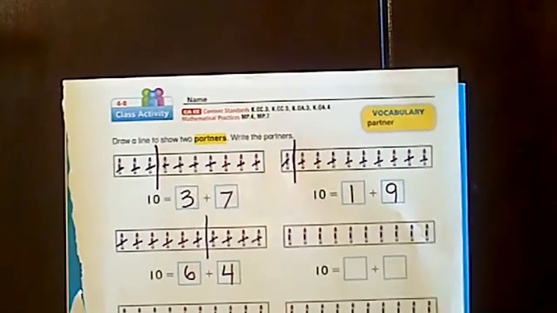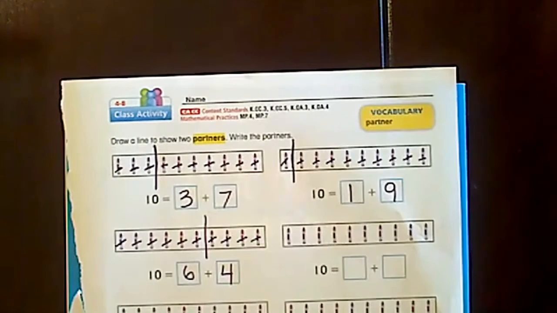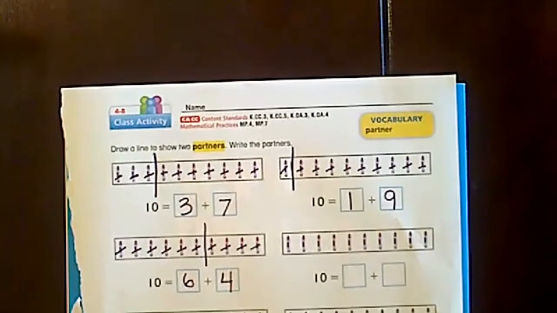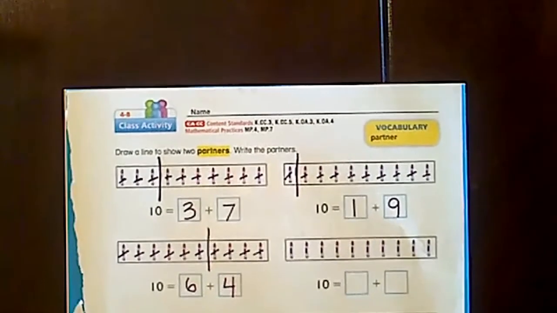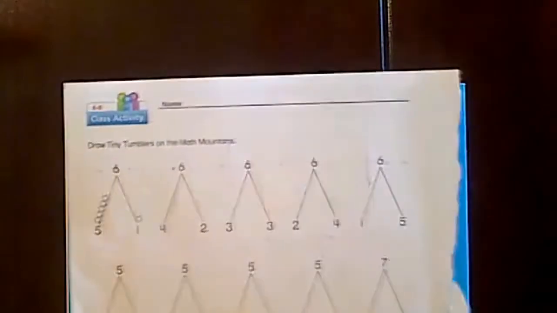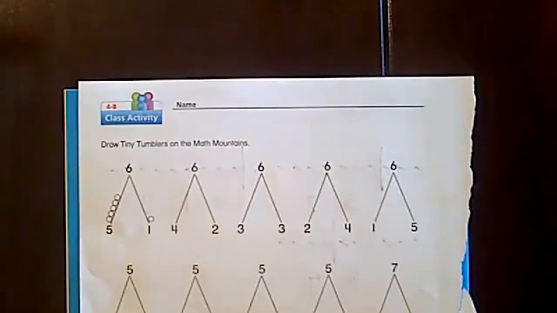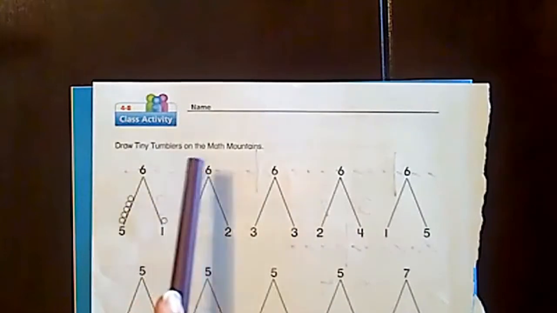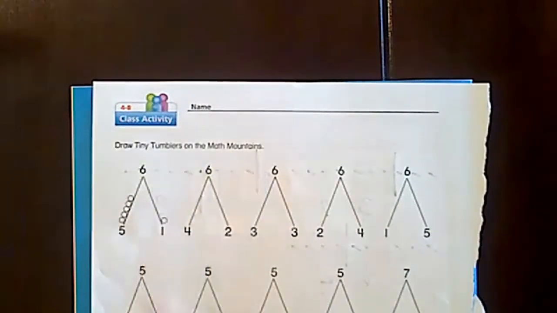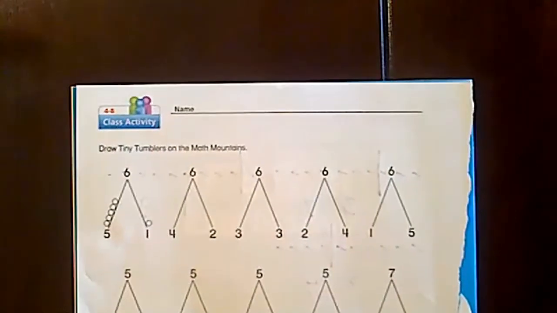Okay, I want you to try the rest of this page on your own. However, before we do that, I want to go over the second half of your paper. So take a quick peek at the back. We have draw tiny tumblers on the math mountains. These are called math mountains. So before we do that, I'm going to read you a story.